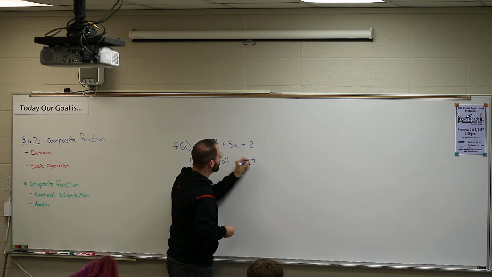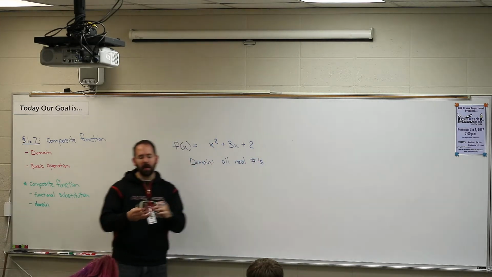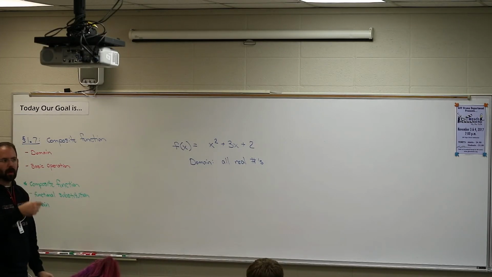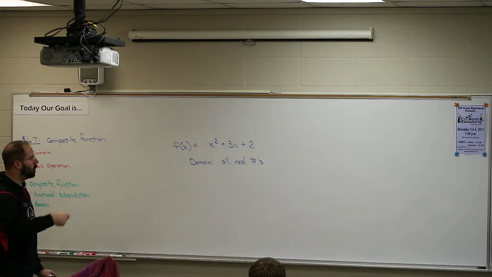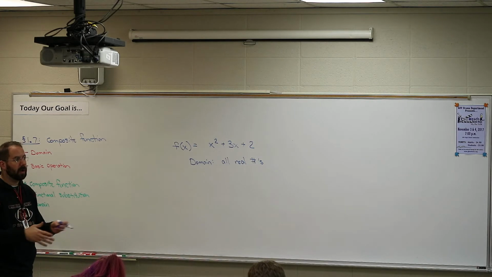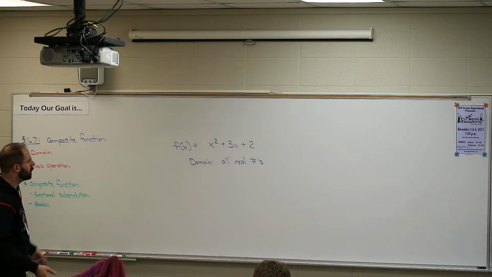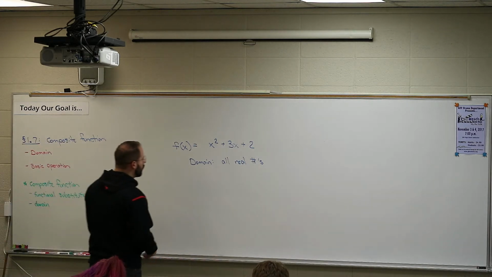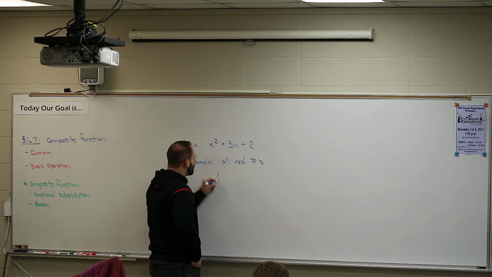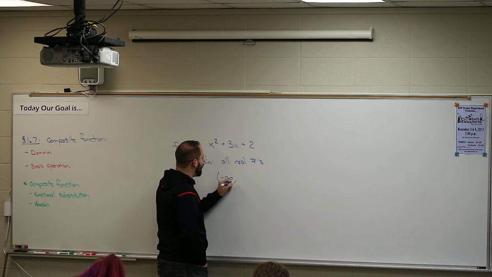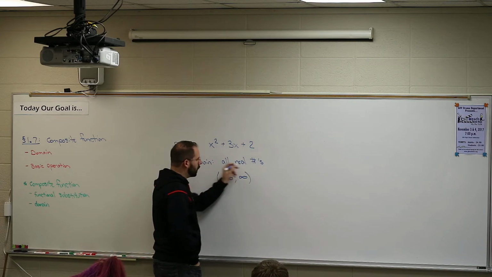All real numbers. Because there's no issues. What I mean by domain is that there's no weird stipulation of what number I can plug into this function that would cause it to error out, where your calculator couldn't actually process the answer, right? There's no numbers that would cause problems. So how we can write that, you can write negative infinity up to positive infinity. You could write all real numbers.